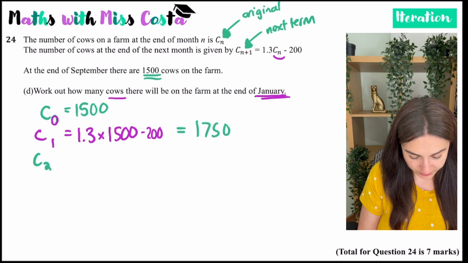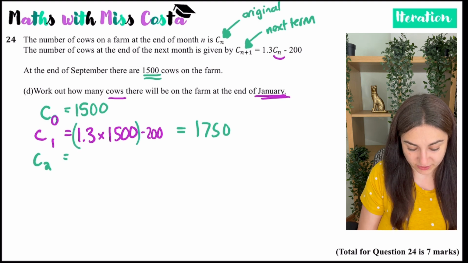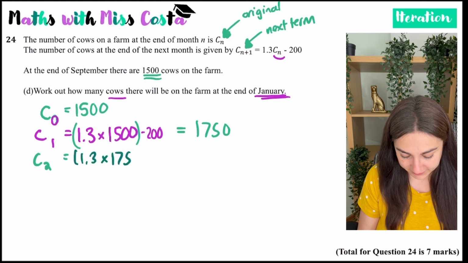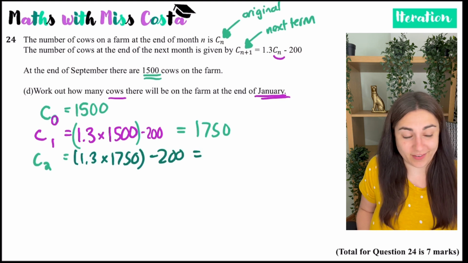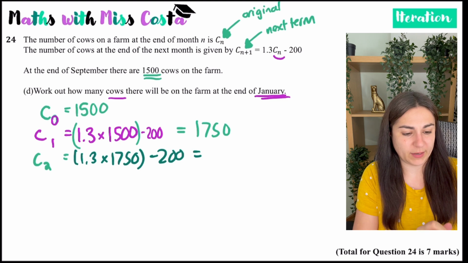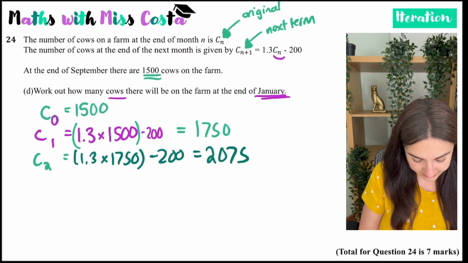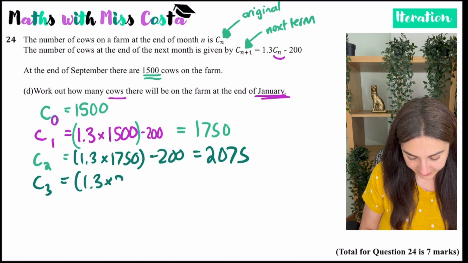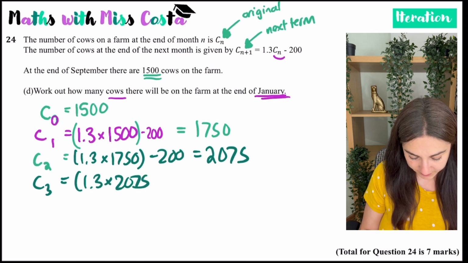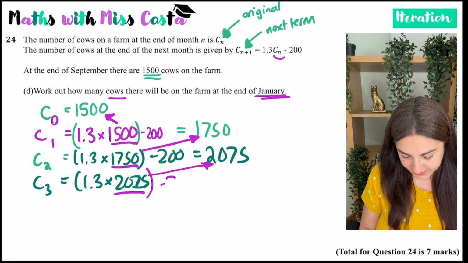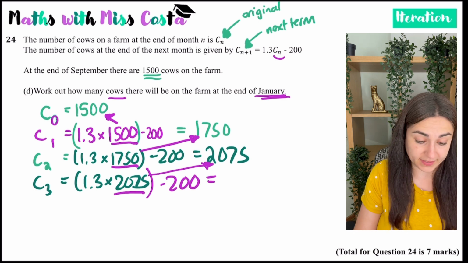1,750. So C2 is going to be, I'll just write it out both ways actually because I explained the last one so poorly. So that would be 1.3 times 1,750, take 200, or you just type it into a calculator and wherever you see 1,500, you press answer and then it works it out for you. So that'd be 2,075. C3, you do 1.3 times 2,075 because each time you're literally just substituting the previous term in. So that's your previous term. Here, that's your previous term.